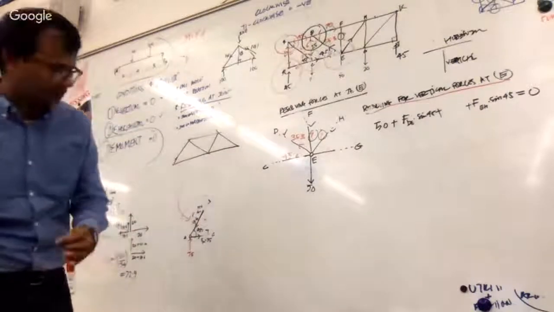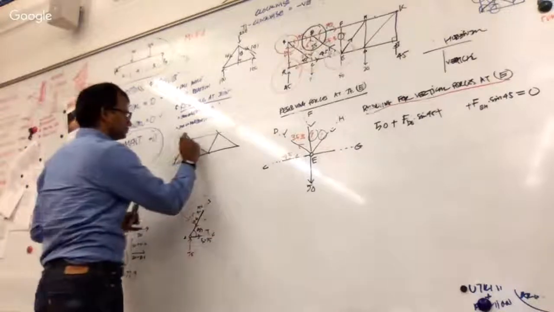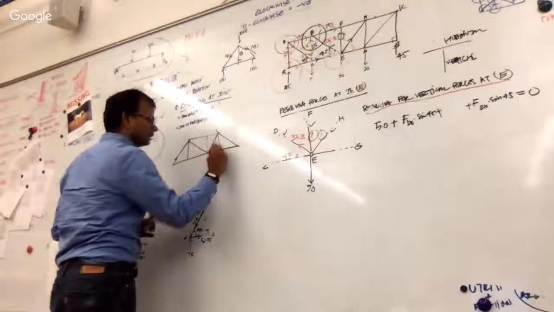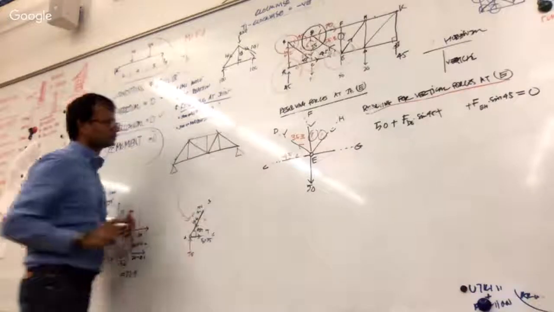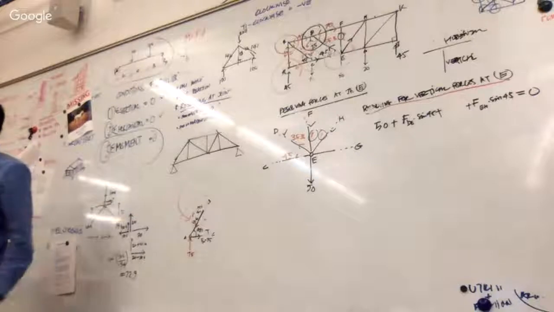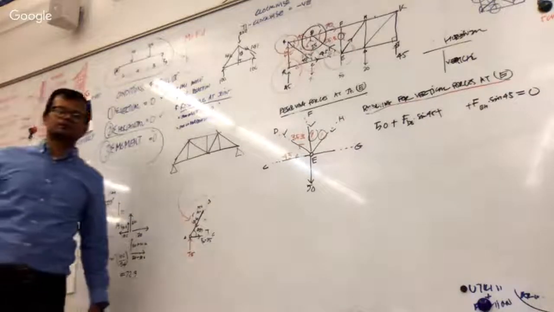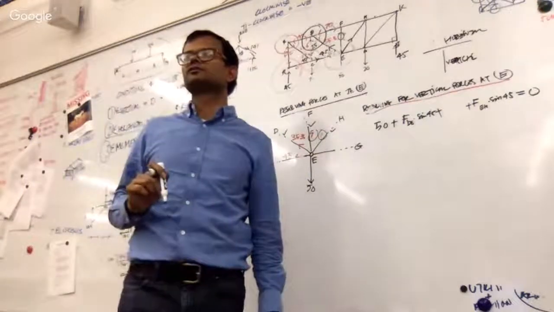Supposing I were to give you a truss like this to solve, you can be pretty sure that these blue members have absolutely no force on them. So they're there for stability. Exactly, they're there for stability, as I said in the last class.